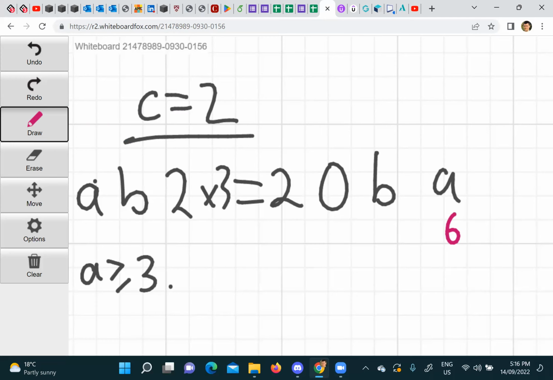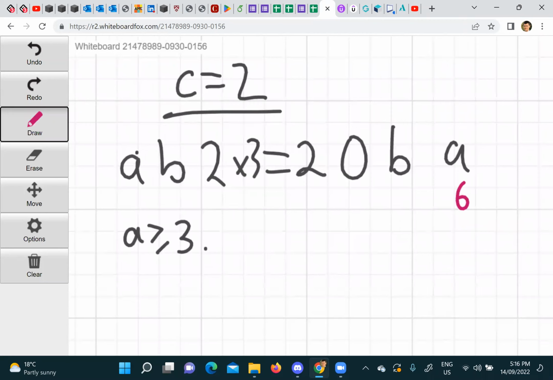Okay, so what we can do... No, A equals 6, right? And also, if it was 7, it'd be 2100, it'd be too big, right? 5 is 1500, it's too small. Okay, so 6 is just right.